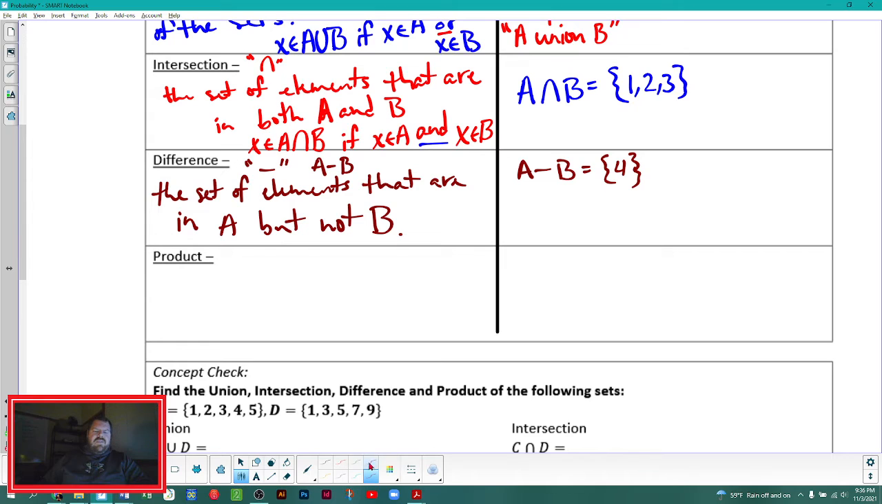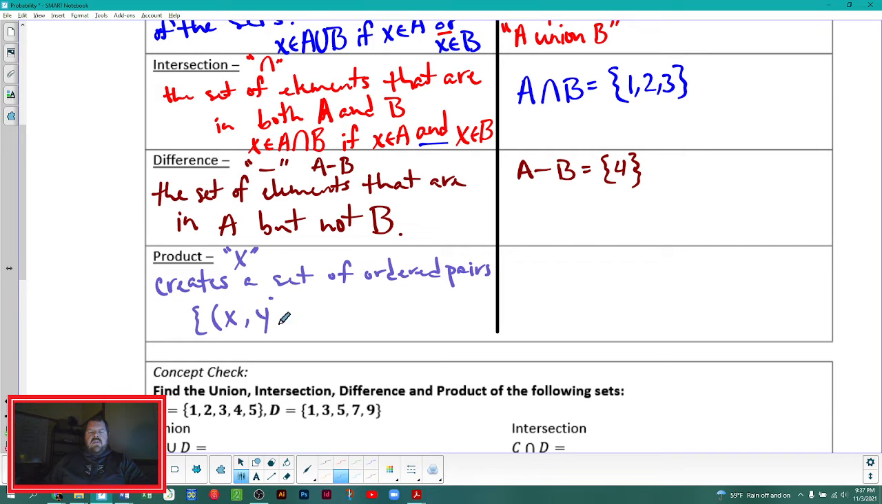Okay. The last one we're going to talk about is what we call the product or the cross product or the Cartesian product. Okay, we use the old school X for multiplication. And what this does is it creates a set of ordered pairs. And we've talked about ordered pairs before, and it creates a set where we have X's and Y's, where X comes from A, and again, this is the idea of A times B, where X comes from A and Y comes from B.